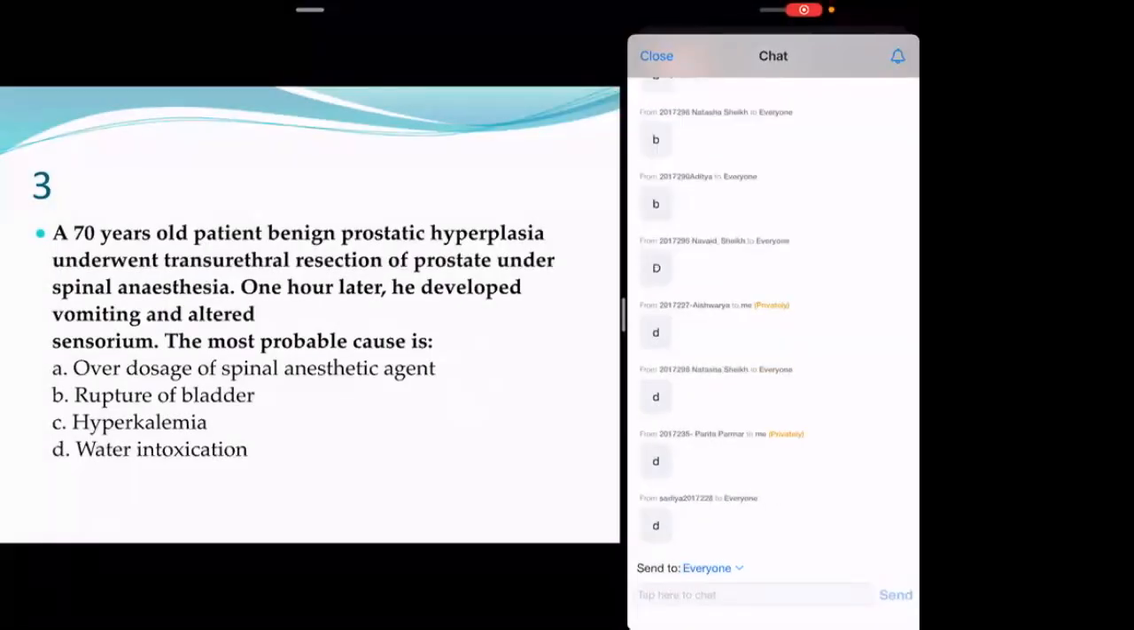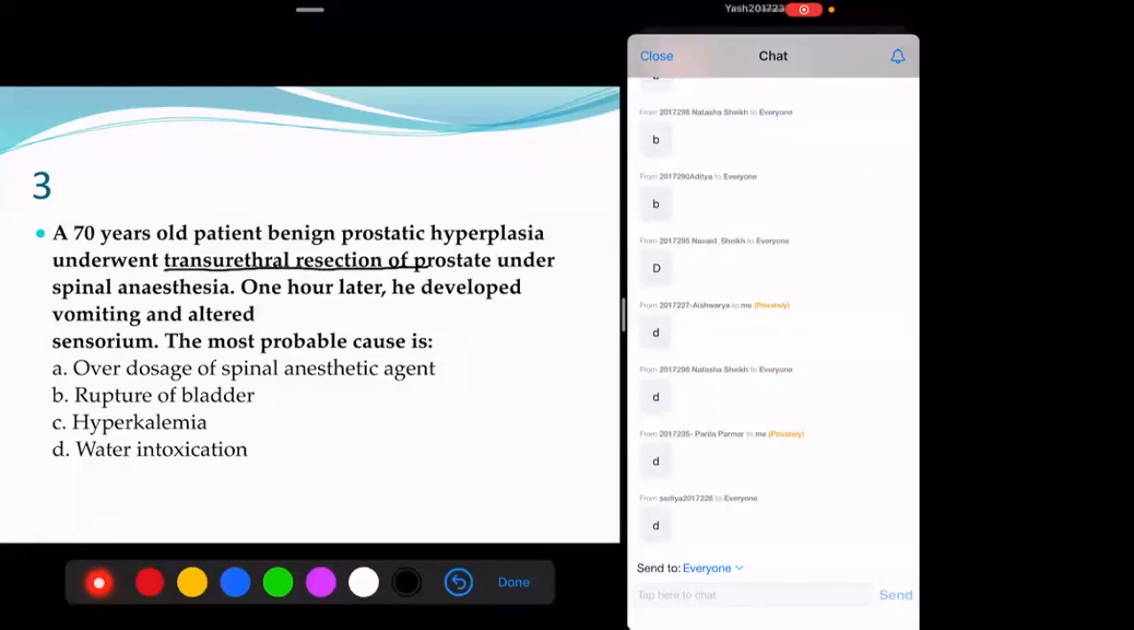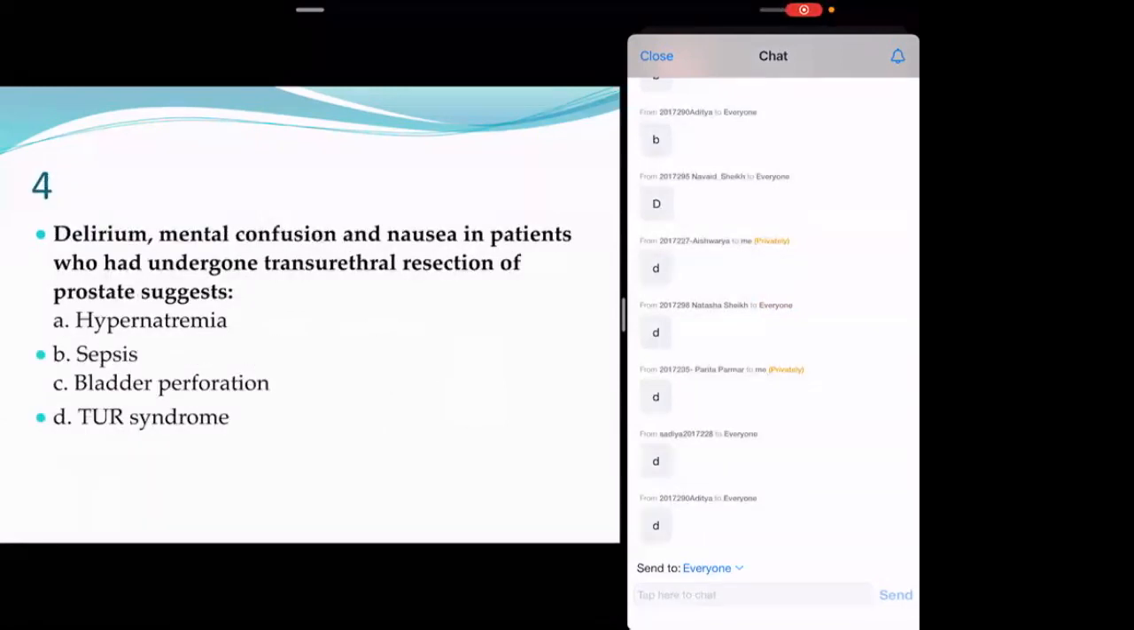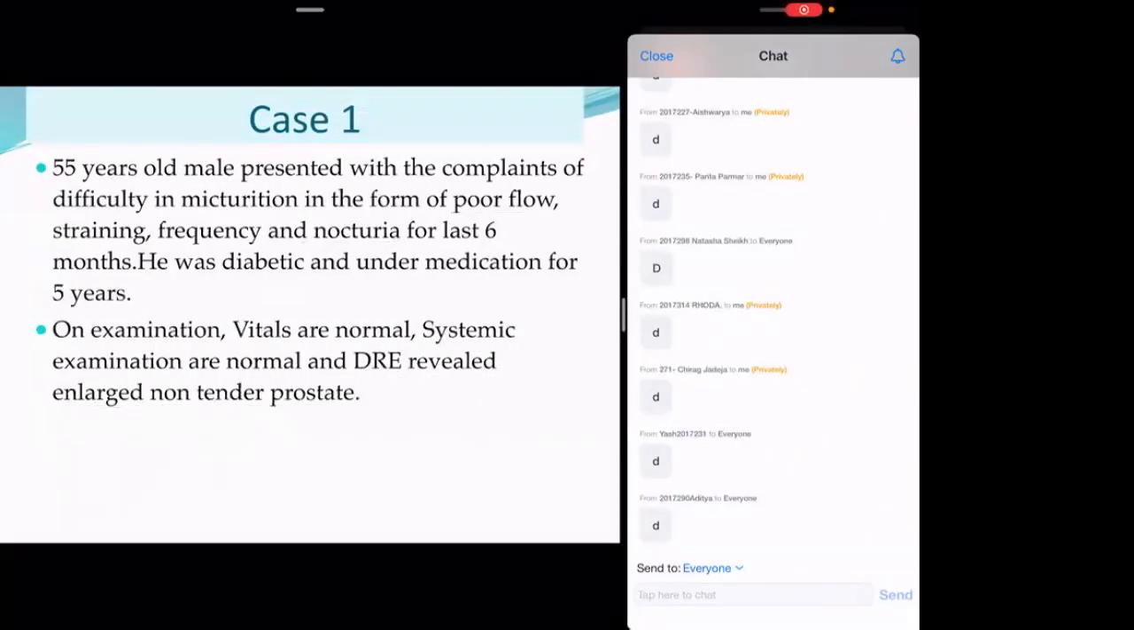Patient underwent transurethral resection of prostate, and within 1 hour he developed vomiting and altered sensorium. Altered sensorium means neurological impact. Water intoxication, you can say, or you can say TUR syndrome, same thing. Okay. Delirium, mental confusion, nausea in a patient who underwent TURP is basically TUR syndrome. So whenever we get this type of scenario, then we have two differential diagnoses, BPH and cancer prostate.